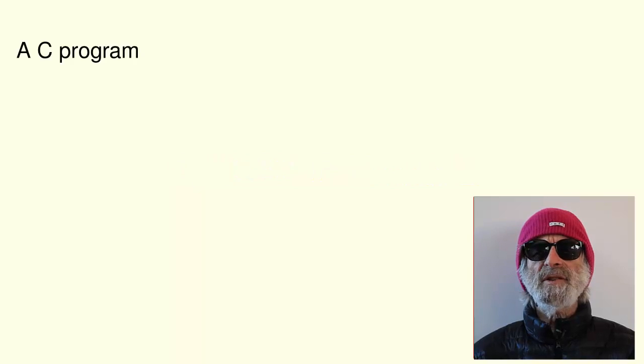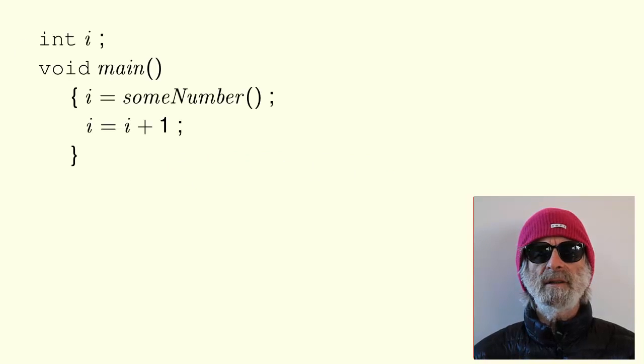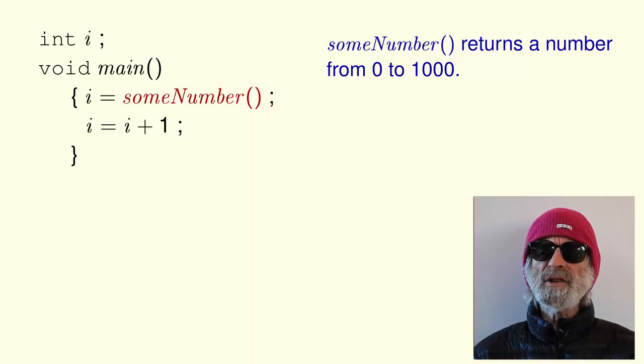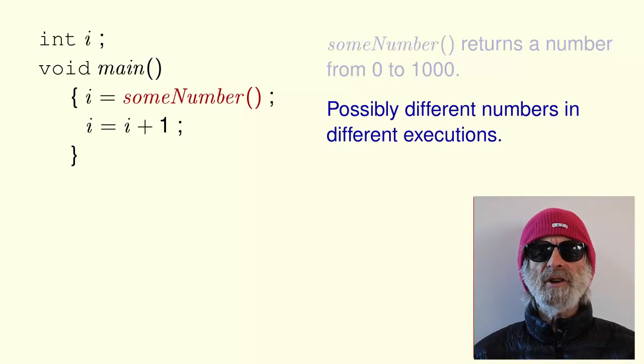A tiny example. The example is a simple C program. It's not quite legal C because ANSI C requires main to return an int. But it's obvious what this program should do, except for the function SomeNumber. Let's assume that a call to SomeNumber returns an arbitrarily chosen number from 0 to 1000, and that it can return different numbers in different executions. Let's not worry about how SomeNumber is implemented in C.